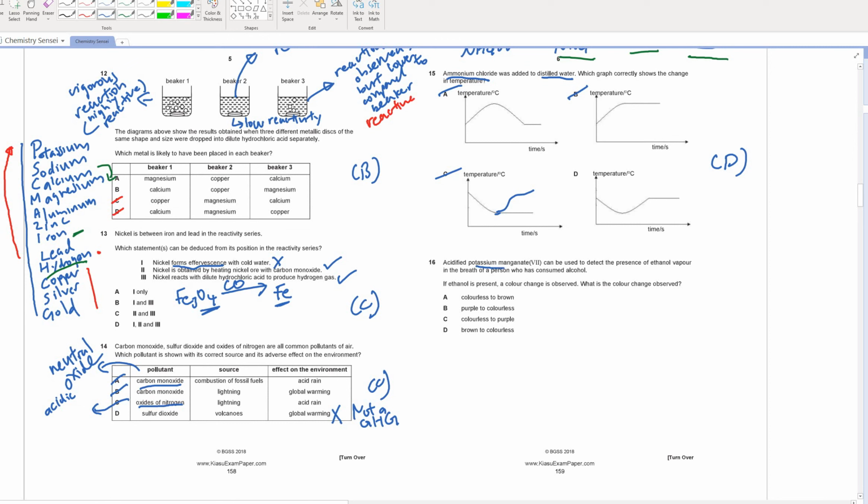Acidified potassium manganate can be used to detect the presence of ethanol vapor in the breath of a person who has consumed alcohol. If ethanol is present, a color change is observed. Why is the color change observed? Straight away, the correct answer is option B. As potassium manganate is purple in color, once a reaction has taken place, it will change to colorless.